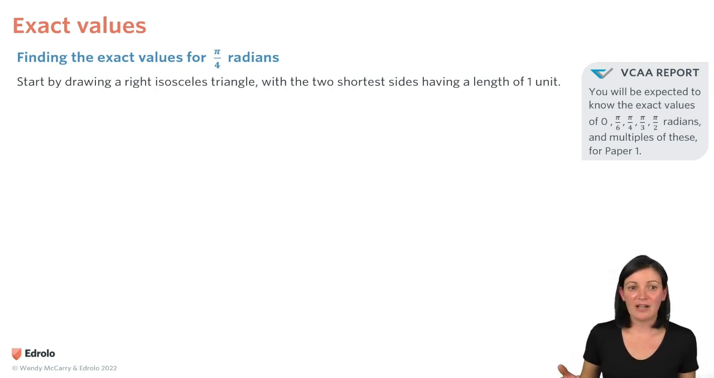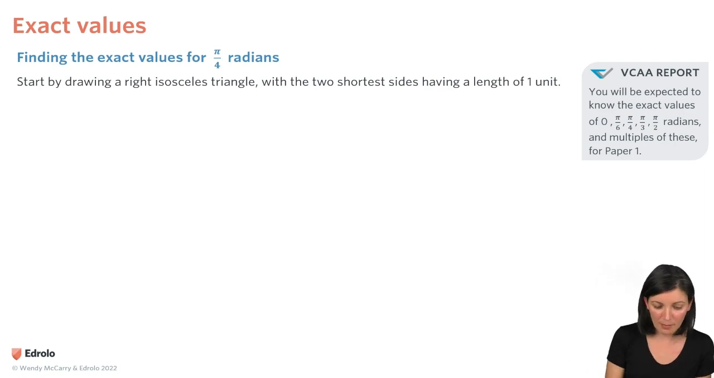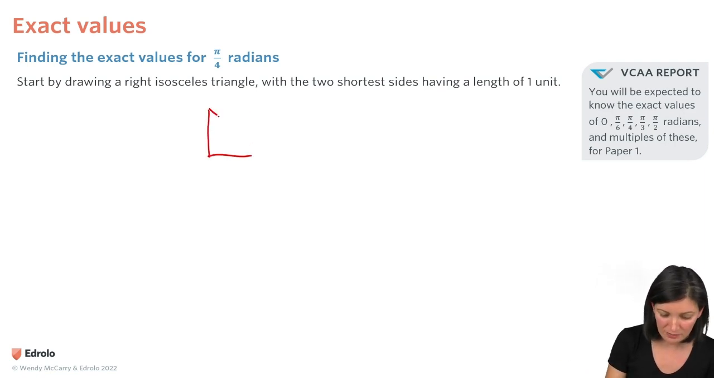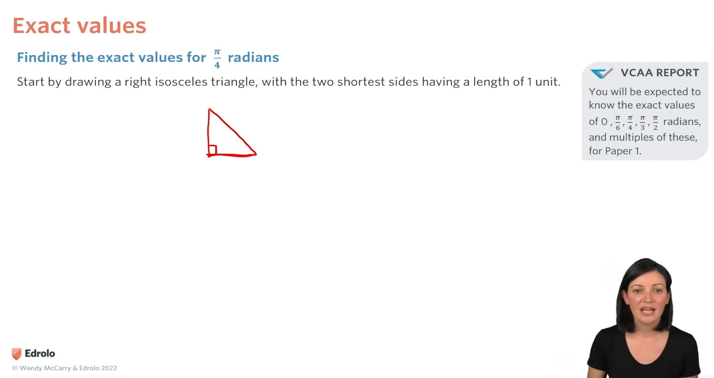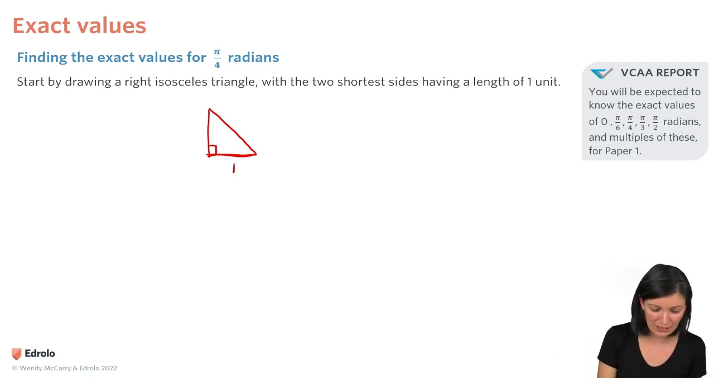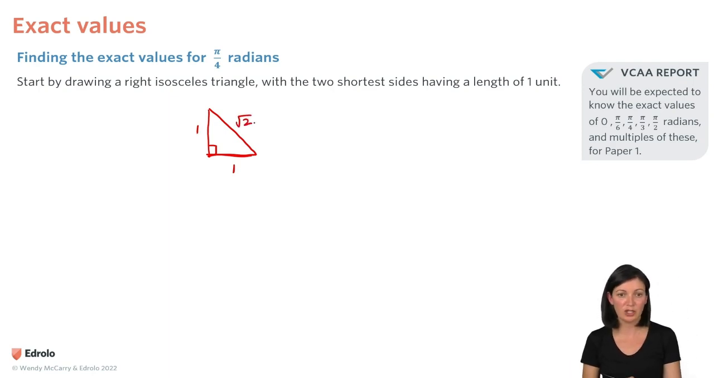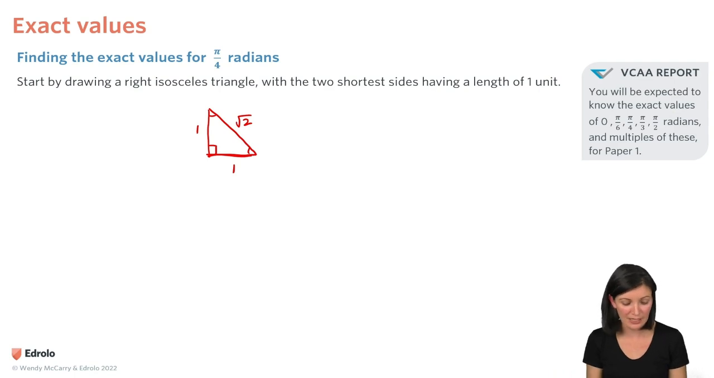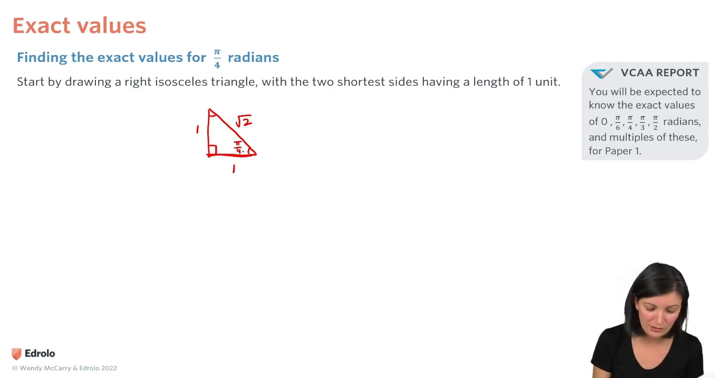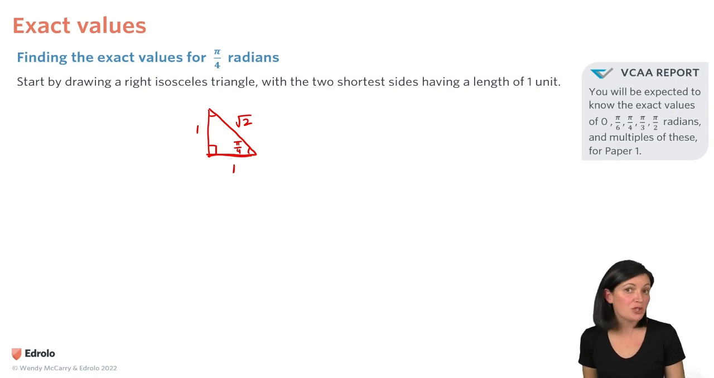First of all, we want to find the exact values for pi on 4 radians. So we start by drawing a right isosceles triangle. So I've got a right angle triangle there. It's isosceles, which means my two sides are the same, and the two shortest sides have a length of 1 unit. Then by Pythagoras' theorem, the hypotenuse would be the square root of 2. Now, because it's an isosceles triangle, these angles here are the same, and they're both 45 degrees, or pi on 4 radians.